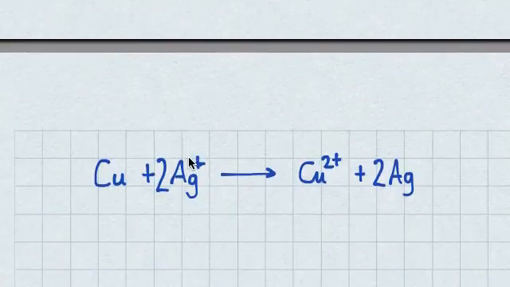Here's another one. Pause the video if you can. Here we have a metal and an ion of a metal trading electrons. Who gets reduced? Who gets oxidized? Who's the oxidizing agent? Who's the reducing agent?